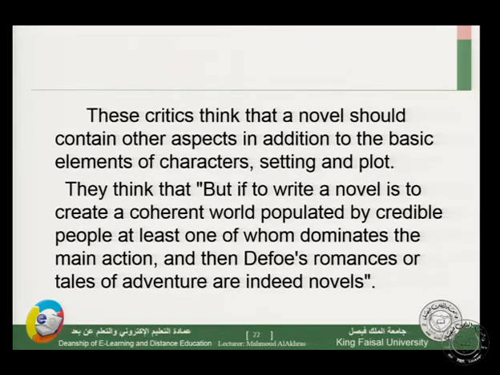So they think that Robinson Crusoe is a kind of romance or a tale. It's not a novel, it's not a new thing. It is a traditional tale or romance which follows the literary traditions of previous literature.